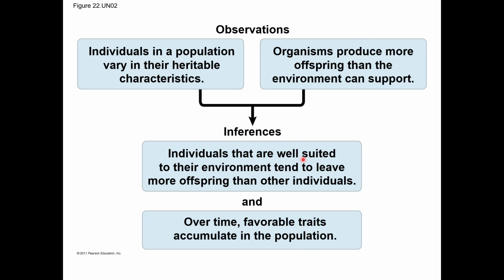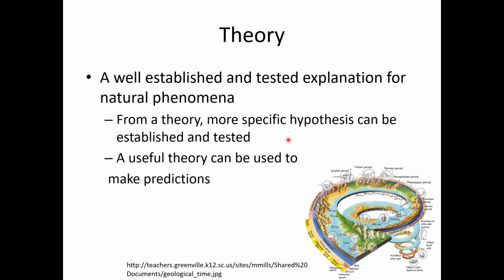One, individuals that are well suited to their environment tend to leave more offspring than other individuals. We've talked about that. Those who are lucky, they win the genetic lottery. They have just the right traits to survive and reproduce in an environment, leave more offspring than those that don't have that combination of genes. Therefore, over time, favorable traits will accumulate in the population. The population changes, evolves.